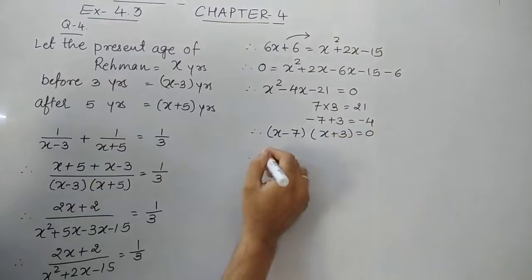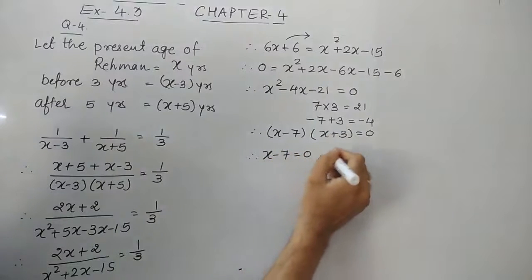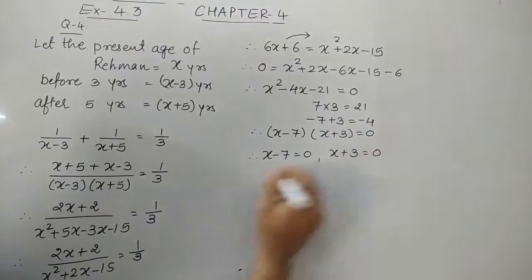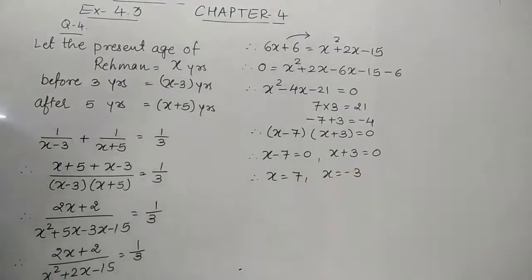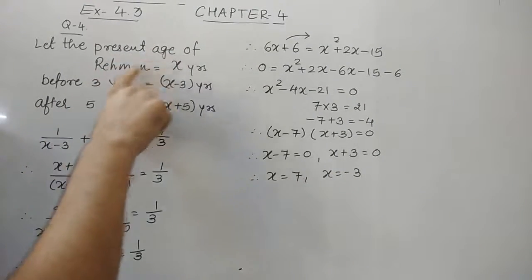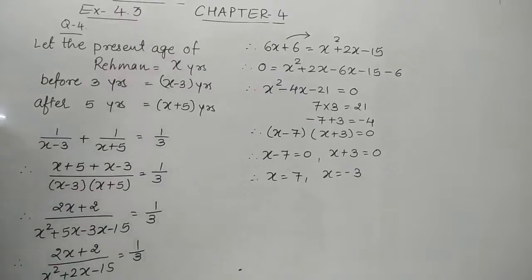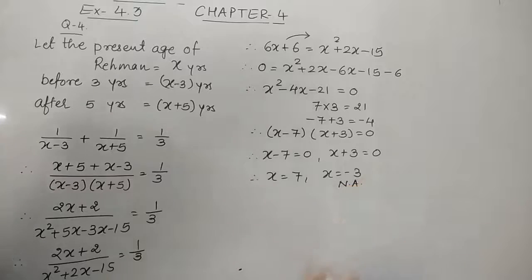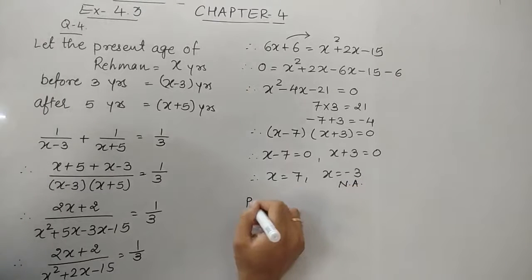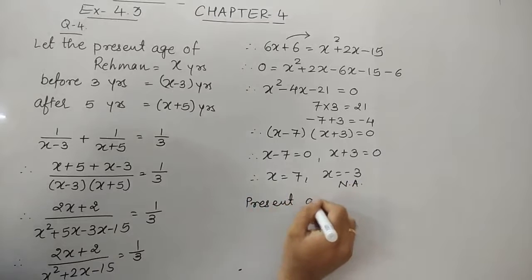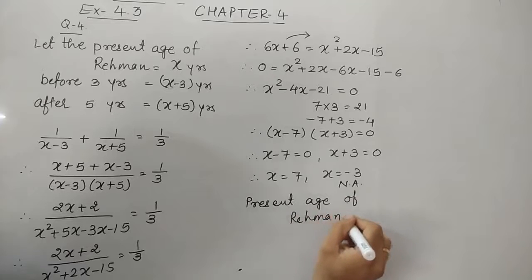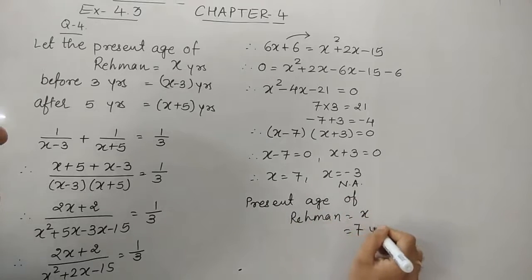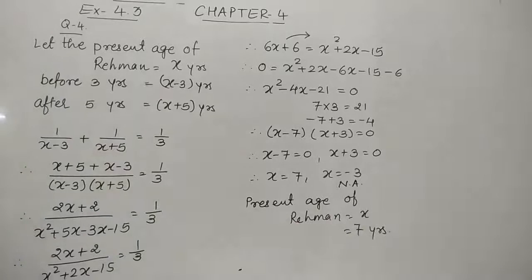So there are two possible factors we have. x minus 7 as 0 and x plus 3 as 0. So we can say that the value of x is either 7 or the value of x is minus 3. As in the question, we supposed x for the present age of Rahman, we know that age can never be negative. Age कभी negative नहीं होता, so this is not applicable. So we can say that the present age of Rahman, that is x years, is equal to 7 years. So Rahman is 7 years old now.